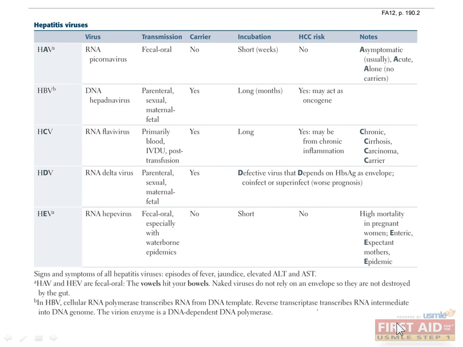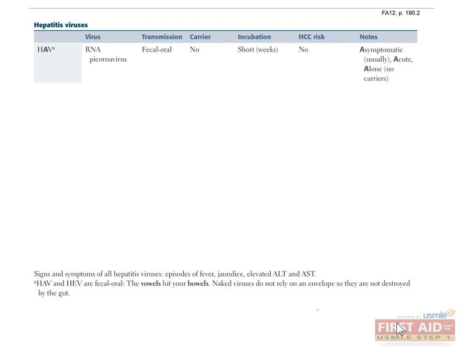Now let's go over the hepatitis viruses, of which there are 5 types. Hepatitis A is often asymptomatic, or will present with mild flu-like symptoms, jaundice, and watery diarrhea. The infection is self-limited and does not progress to chronic hepatitis or hepatocellular carcinoma.